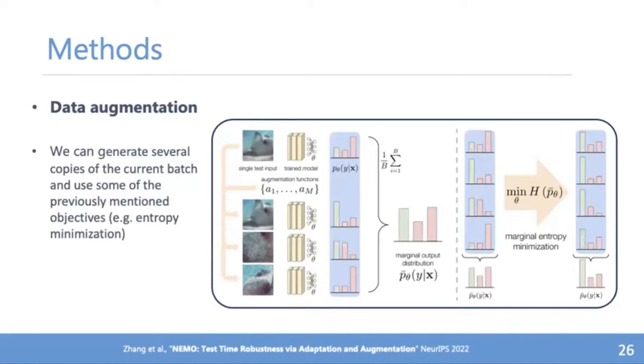Another cool method builds on data augmentation techniques. What people discovered is that at test time, we have one batch. We're used to learning from 1 million samples. Now we have to learn from one batch. So what we can do is apply a lot of random augmentations to this batch, then take the original model's prediction and minimize the entropy on those.